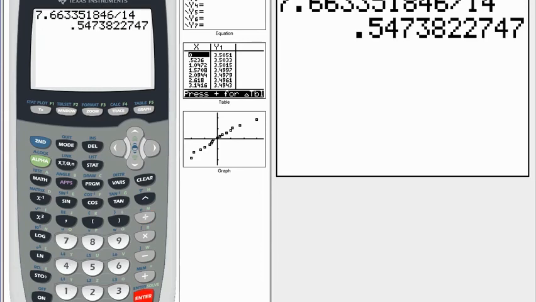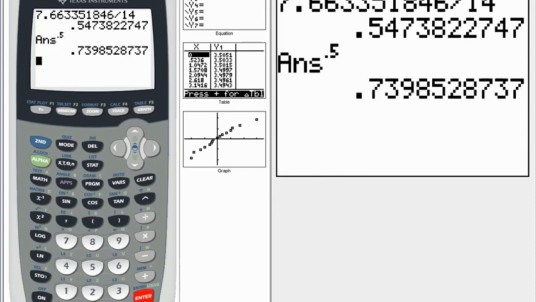Okay, now I have the number that I need to take the square root of, and this will be the standard deviation of my residuals. There's the standard deviation of my residuals, 0.7398528737. So I found one of the inputs that I need to get my standard error for my slope.